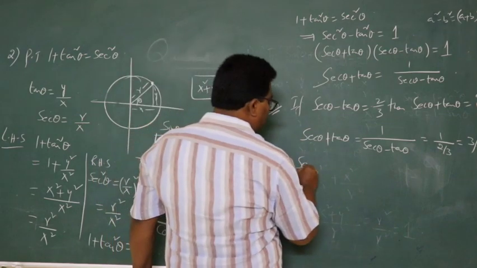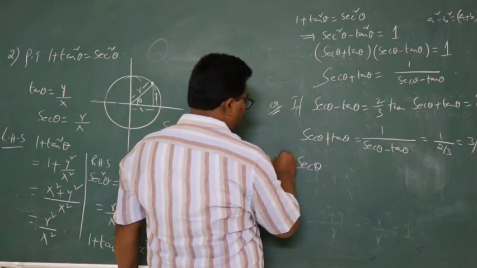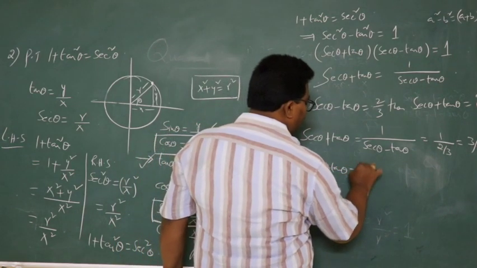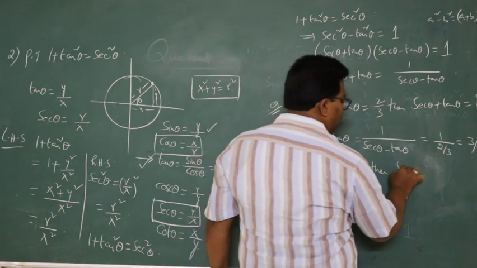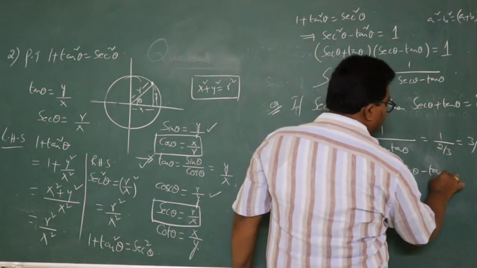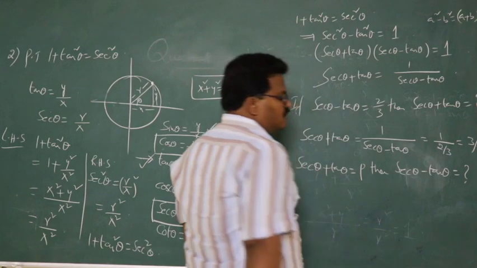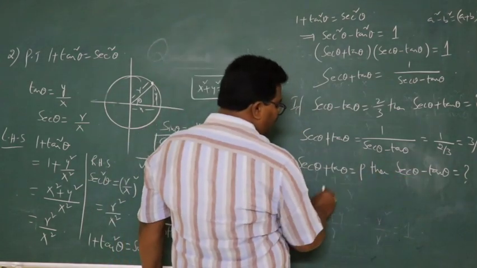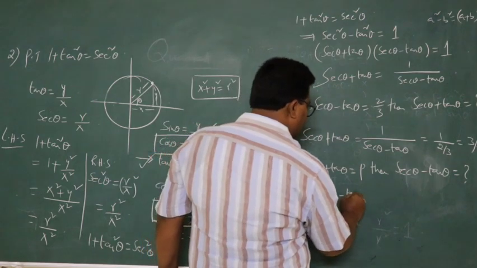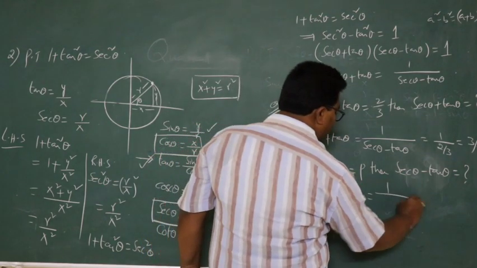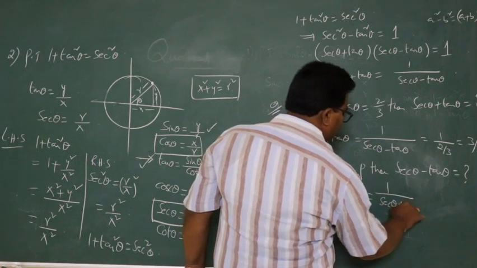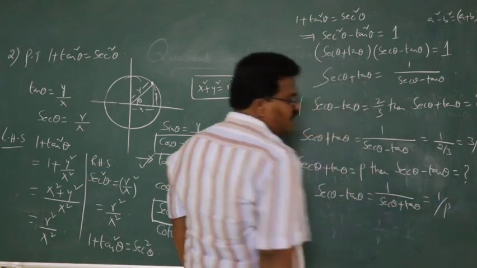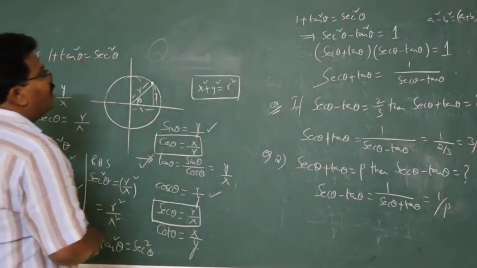Example 2: if secant theta plus tan theta equal to p, then what is secant theta minus tan theta? Because these two are reciprocals of each other, if this is p, then secant theta minus tan theta is 1 by secant theta plus tan theta. So that is 1 by p is the answer. This is the second identity.